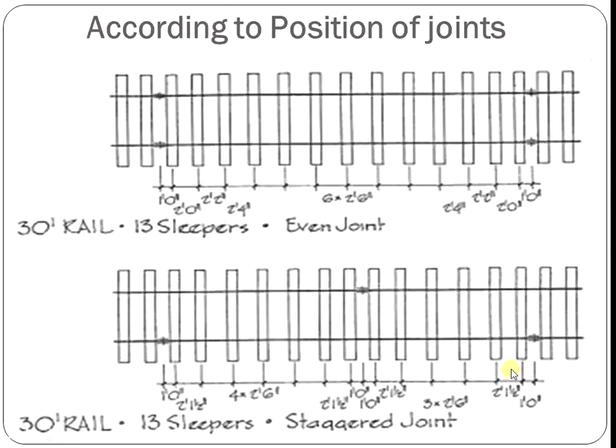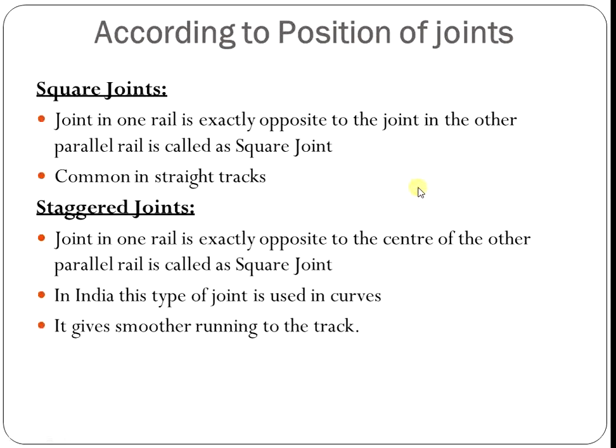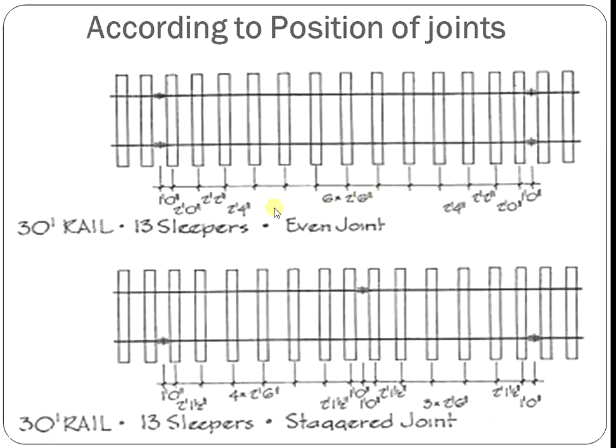Here we see the joints according to position of the joint. The first type is the square joint and staggered joint.